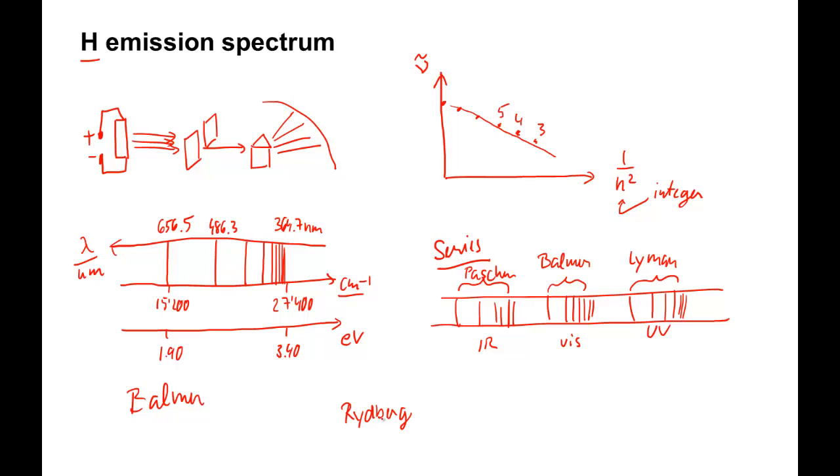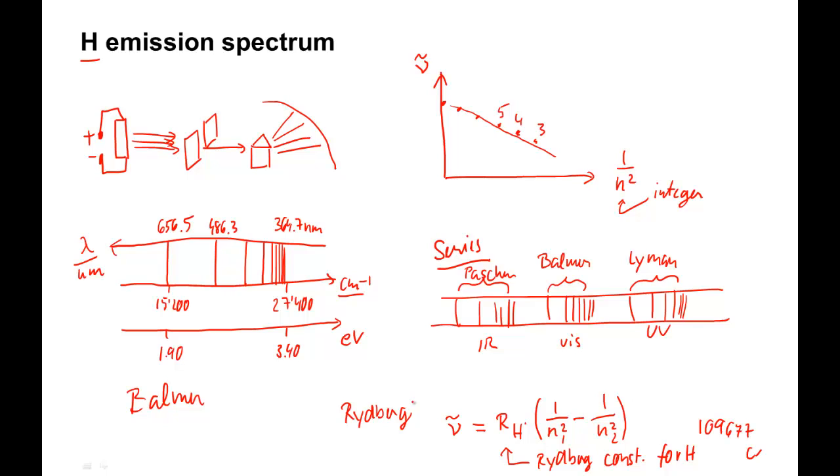It states that the wave number of a line depends on two integers, and it is given by RH times 1 over n1 squared minus 1 over n2 squared. RH is the Rydberg constant for hydrogen, and its value is about 109,677 inverse centimeters. n1 and n2 are integers that specify the line.